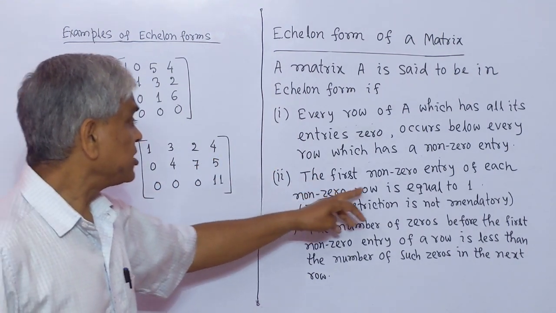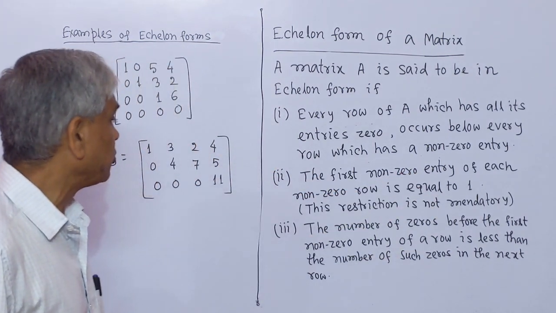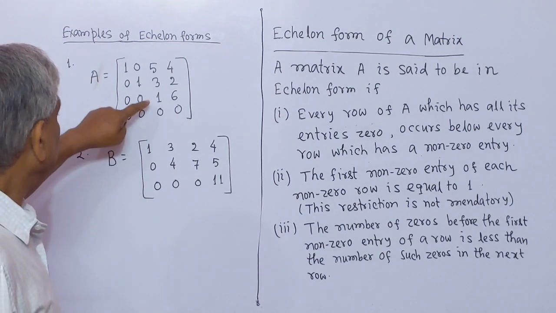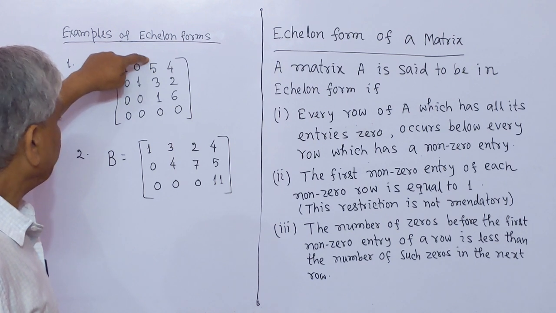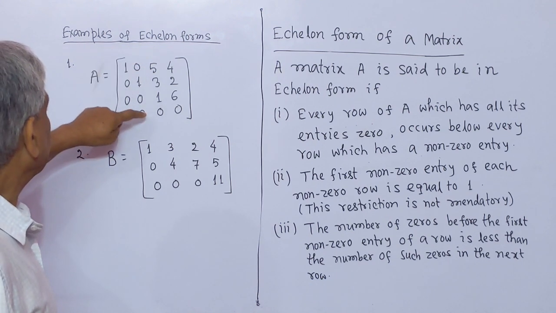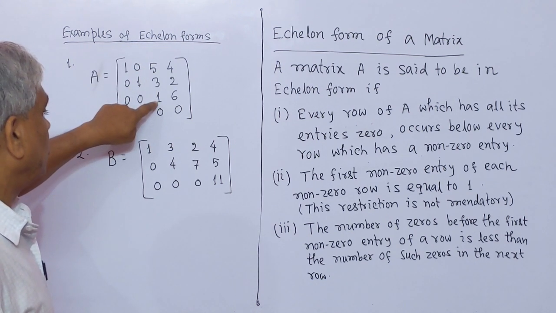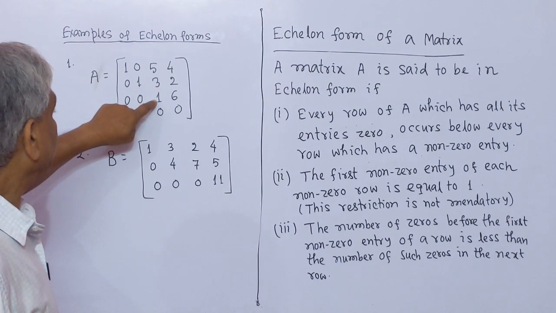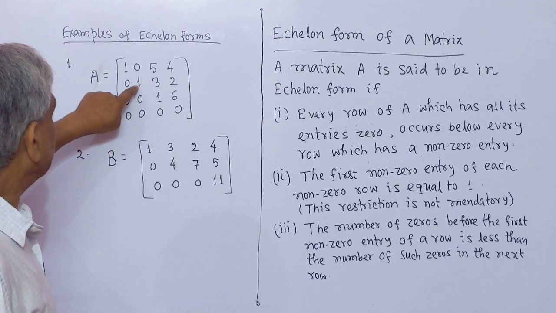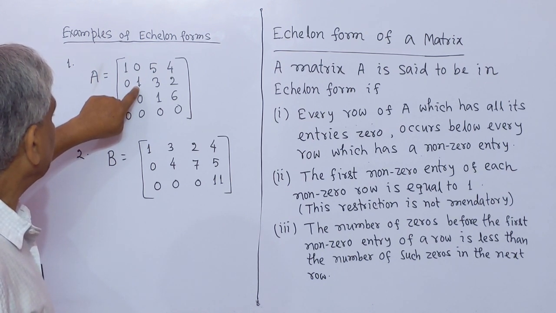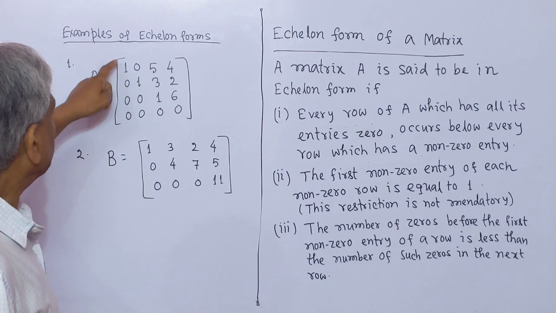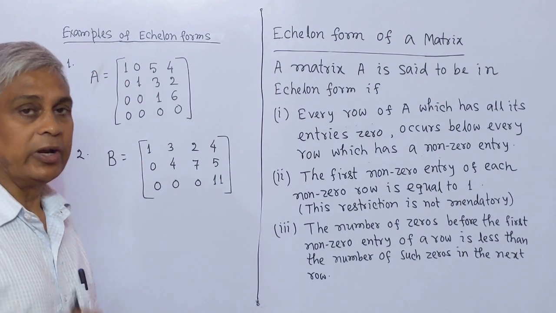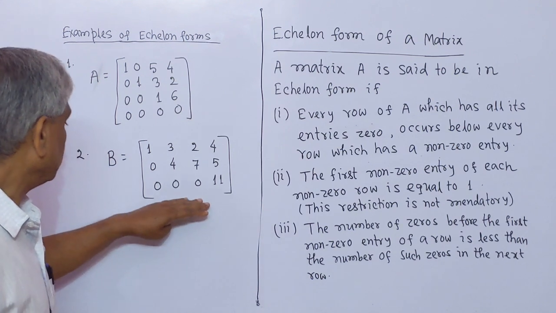Number 2, the first non-zero entry of each non-zero row is equal to 1. This is a non-zero row, this is a non-zero row, this is a non-zero row. The first non-zero entry of each non-zero row is equal to 1. Here this is a 0 entry, this is the first non-zero entry, 1, and this is also 1. Here we have no 0 entry before the non-zero entry. Here also.